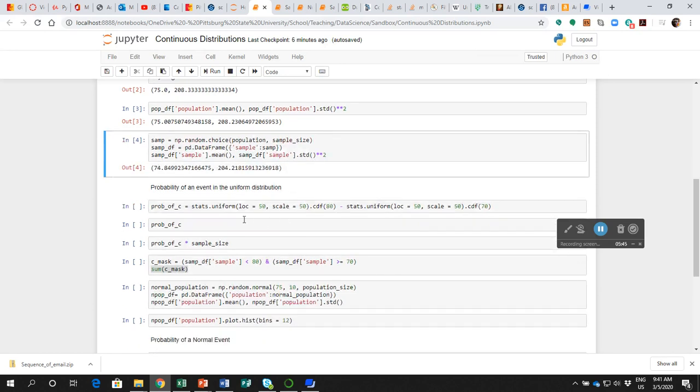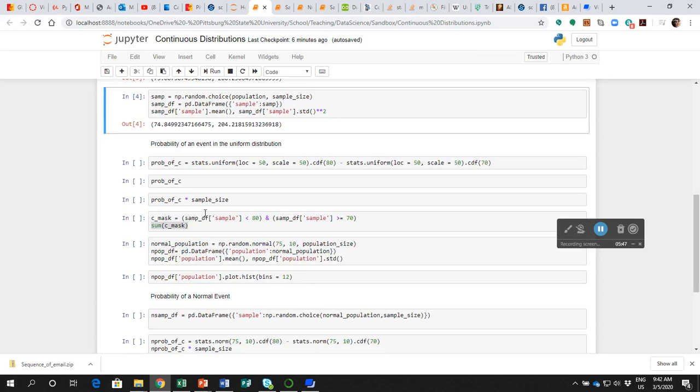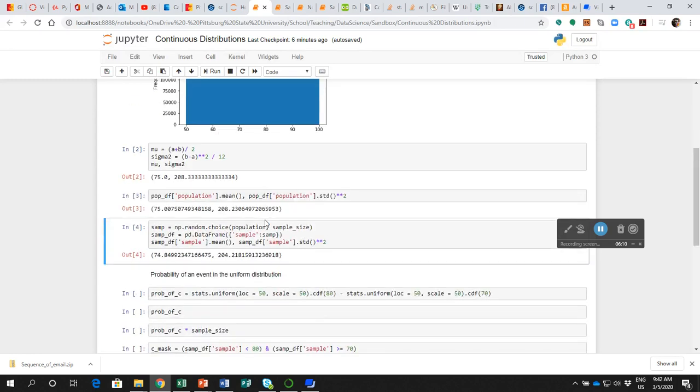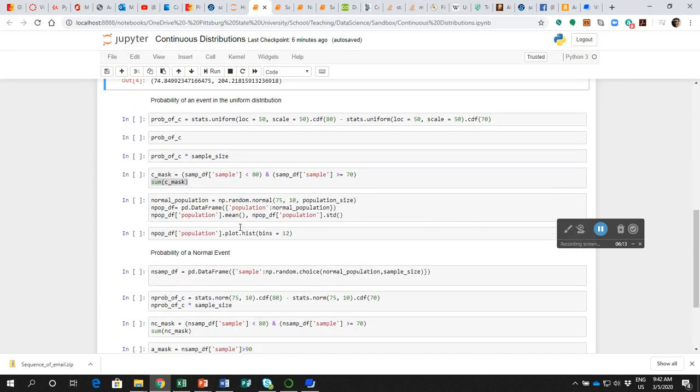Okay. Now, this next, my hope is to demonstrate to you what probability of an event means. I'm interested here in calculating the probability of a student getting a C if this is my grade distribution. I set it up from 50 to 100. If that is my grade distribution, what would the probability of getting a C be? Well, a C in my course is between 70 and 80.